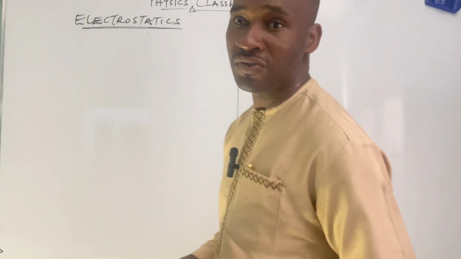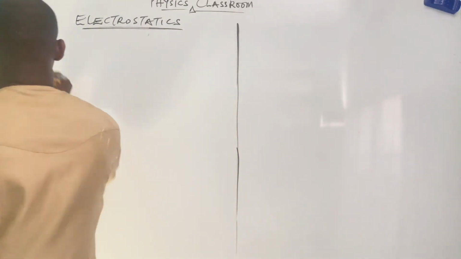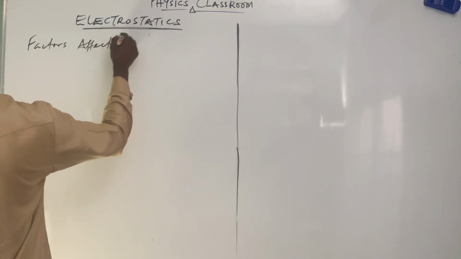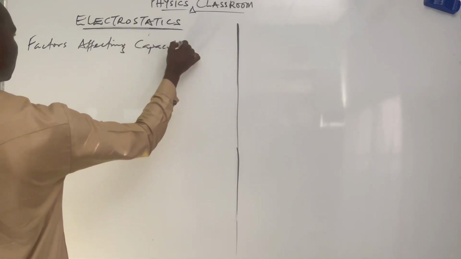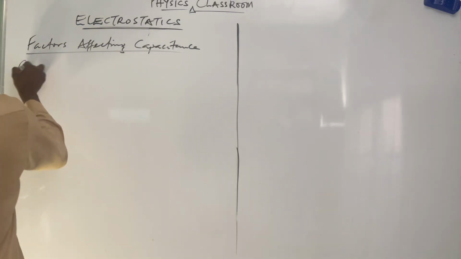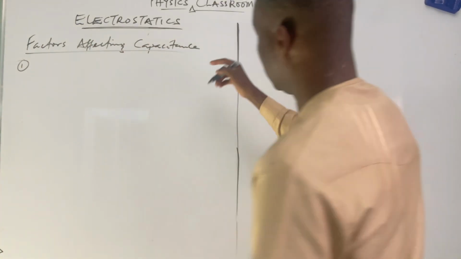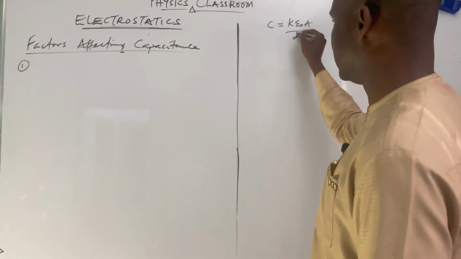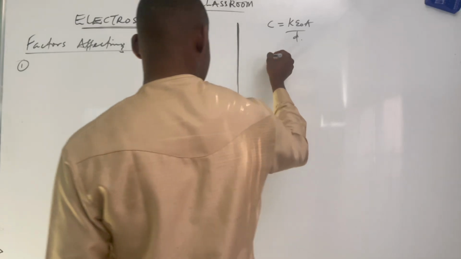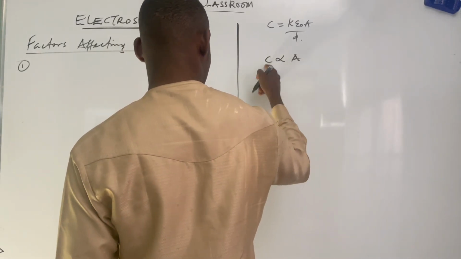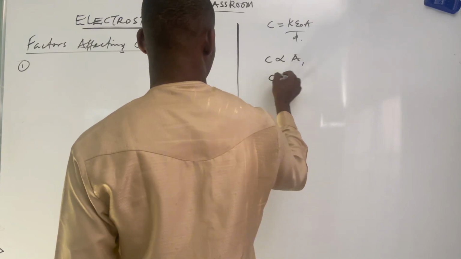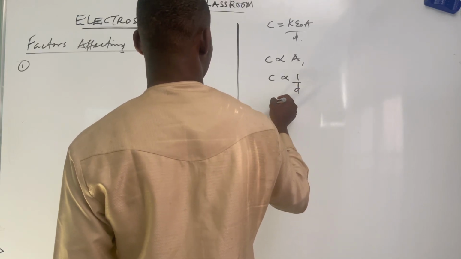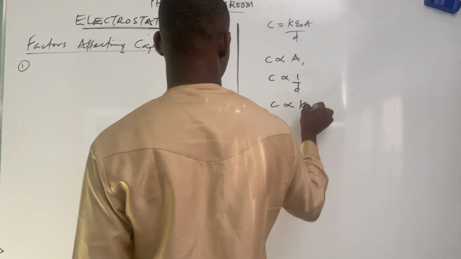Now, what are the factors affecting capacitance of a capacitor? Number 1, from the formula I gave you, C is equal to K epsilon naught A all over D. From here, we can say C is directly proportional to area. Capacitance is directly proportional to area. That's 1. Capacitance is inversely proportional to the separating distance between the plates. Then capacitance is directly proportional to the dielectric constant.